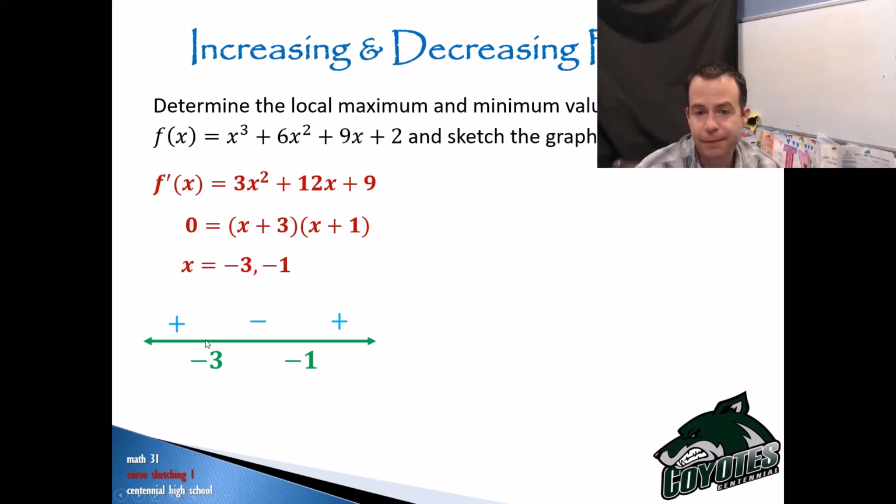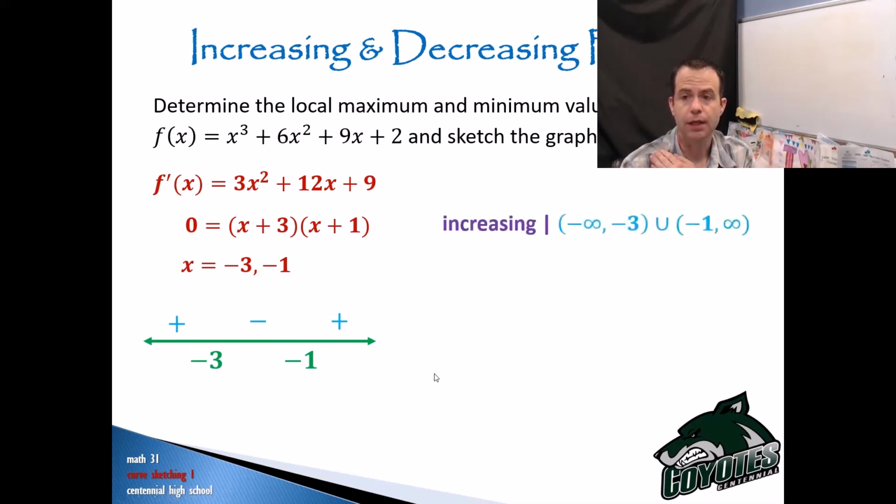So at -3, I'm switching from increasing to decreasing, so I have found a local maximum. At -1, I'm switching from decreasing to increasing, so I know I have found a local minimum. I'm increasing from -infinity to -3 in union with -1 to infinity, and I'm decreasing from -3 to -1.